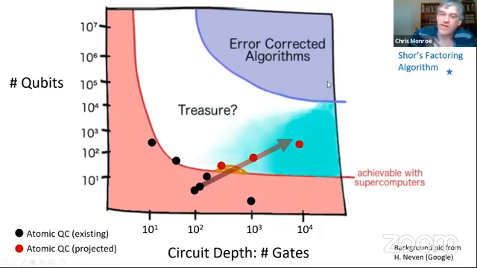We think we can get to hundreds of qubits with tens of thousands of gates, and that would put us sort of in this green land where maybe there's treasure, using Hartmut's line here. So sorry, I went a little over.